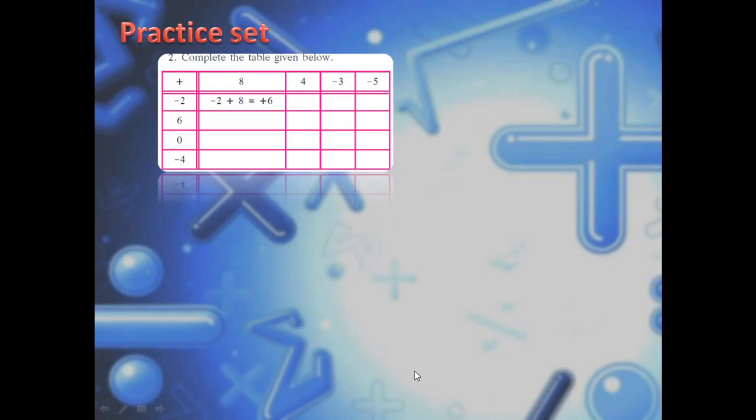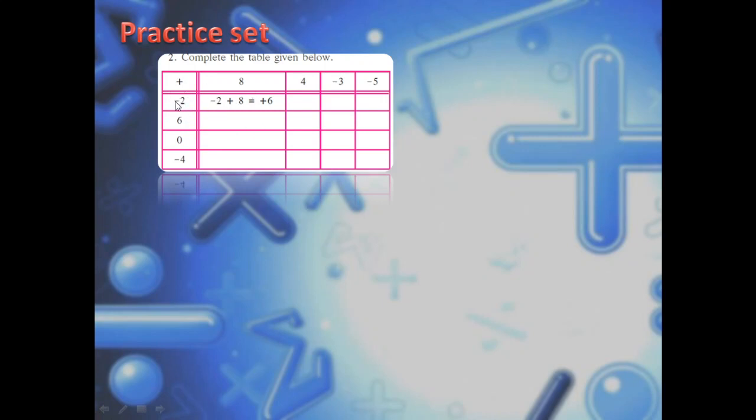Now coming to the next question of your practice set of same addition of integers. I have a table given, but children, you need not answer directly in the table. You have to solve it one by one like I have solved in the video to understand the sum better. Rather than solving directly on the table, it would be better if you solve one by one. So these are the questions.